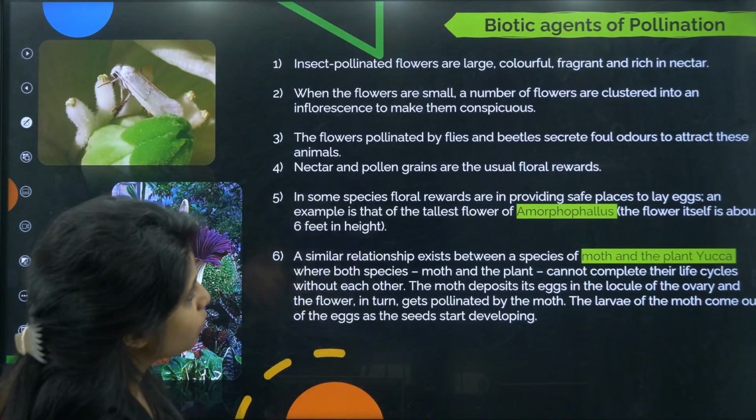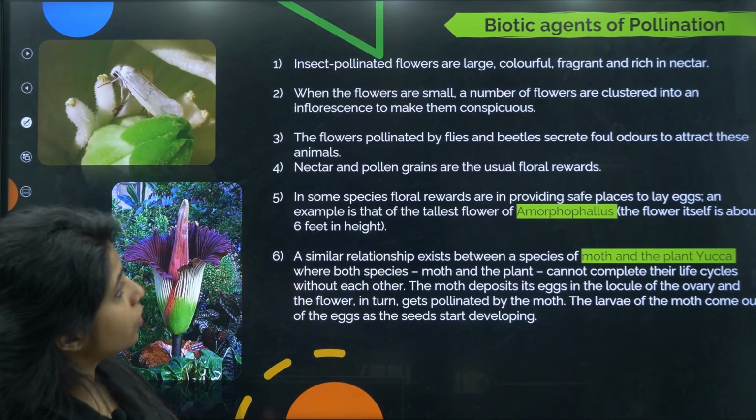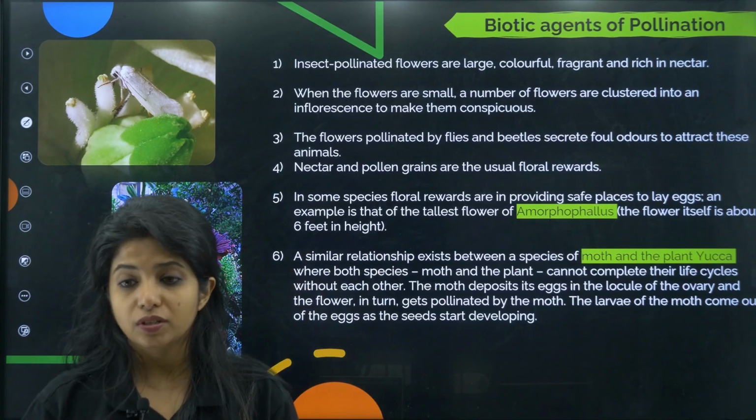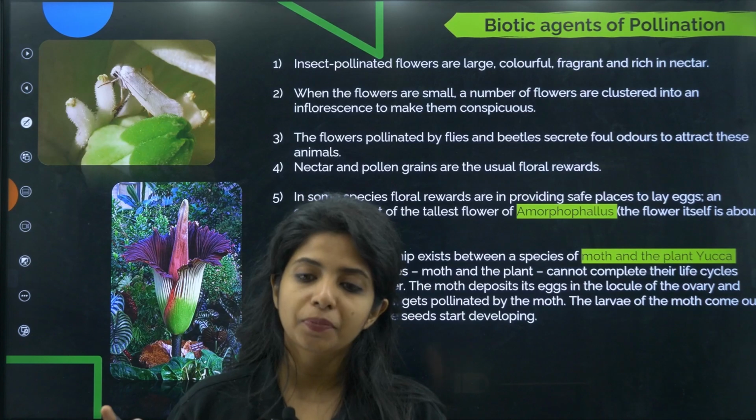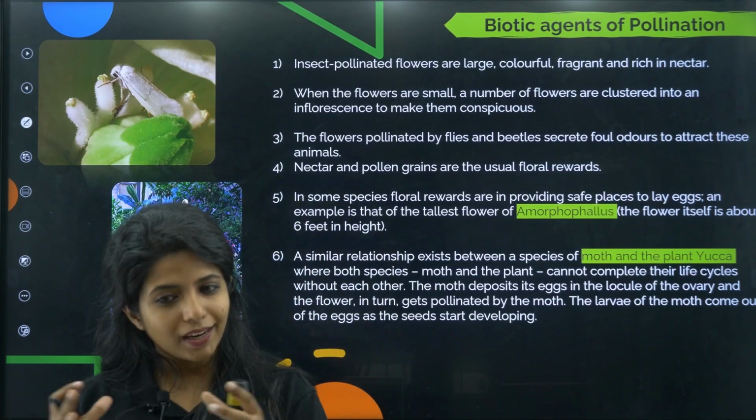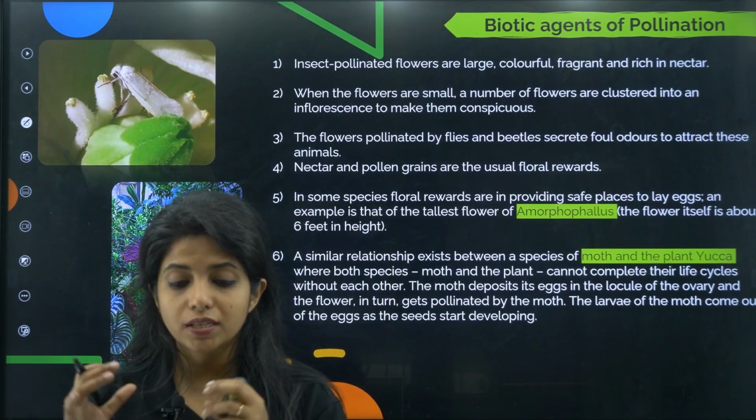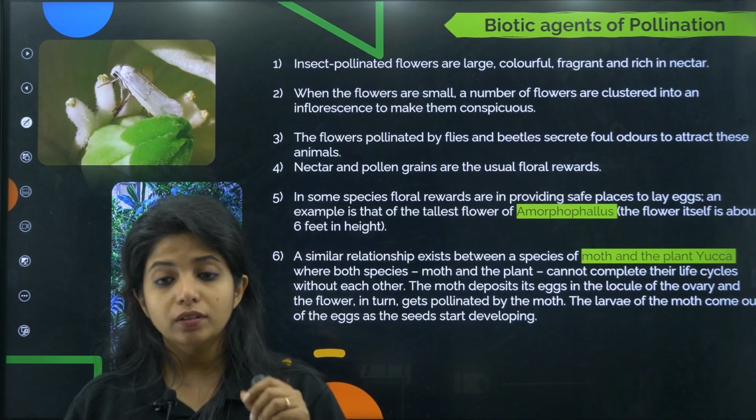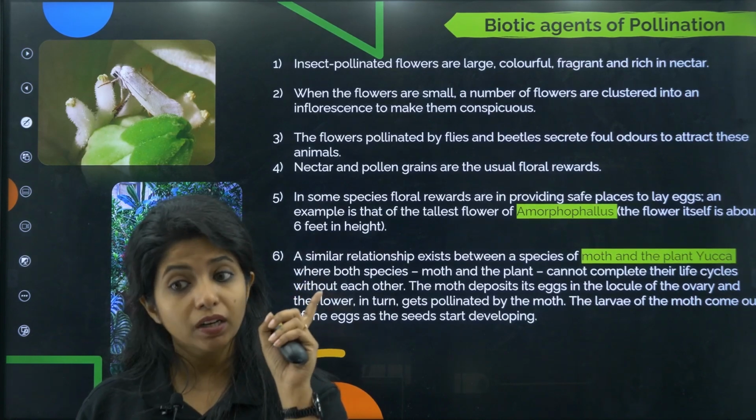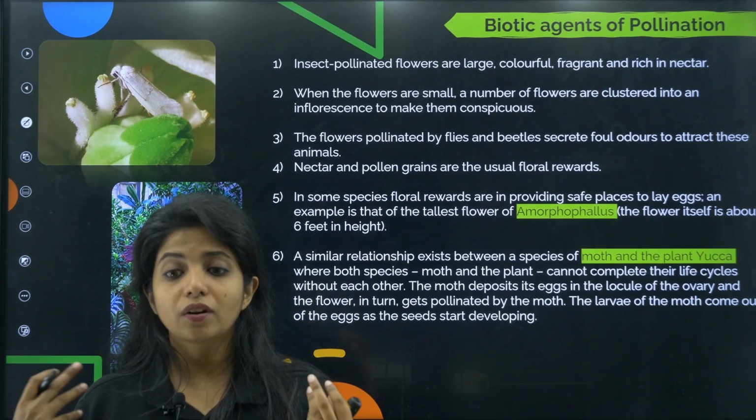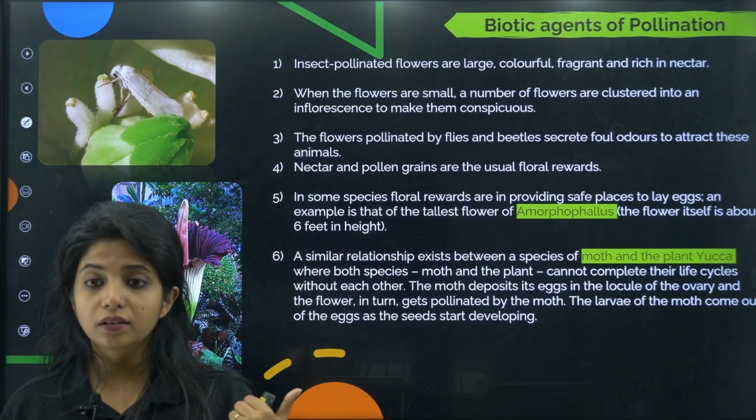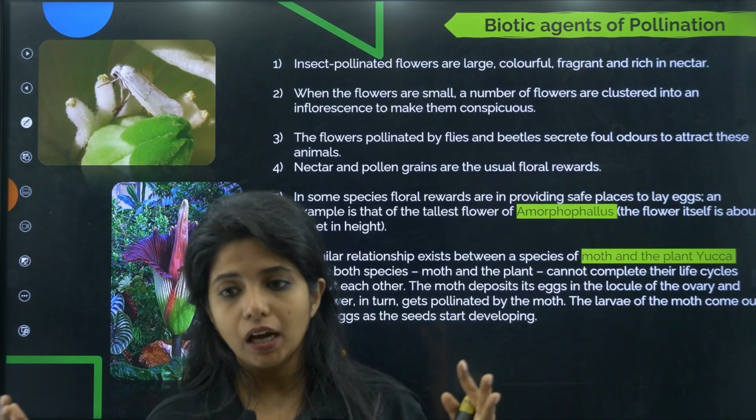Now when the flowers are small, a number of flowers are clustered into an inflorescence to make them conspicuous. Basically, if flowers are small, you make them into a cluster and form the inflorescence such that it will be visible to insects as well. This is a feature that you saw in wind pollination, but in wind pollination things were different. They were not rich in nectar and things like that. Over here, they are rich in nectar and brightly colored.